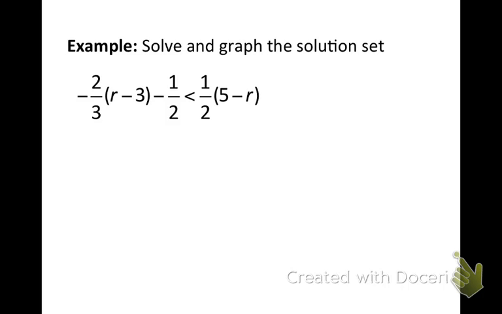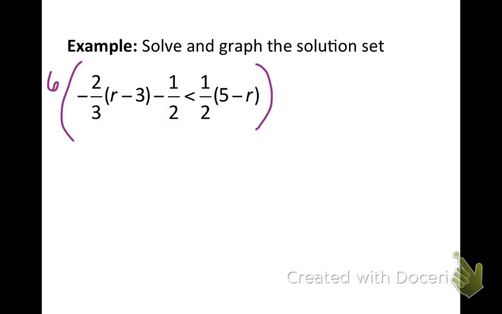What would I multiply everything by to get rid of the fractions? Why 6? At least it's the greatest common denominator. Remember, least common denominator and greatest common denominator are always opposite of each other. Your least common denominator is always like the largest number. Your greatest is always the smallest number. It's confusing. All right, so let's multiply everything by 6.